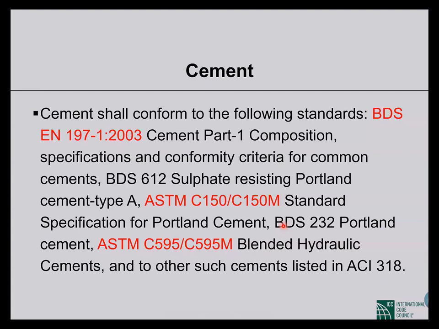So I'm skipping that. The more important constituent ingredient is cement. So what is there in the code about cement? The code mentions both BDS standard and ASTM standards, that we can use cement which is made following these standards, either BDS or ASTM. In other words, we can test the cement following EN test specifications or ASTM test specifications. So if the cement passes any of them, the code says it's okay.